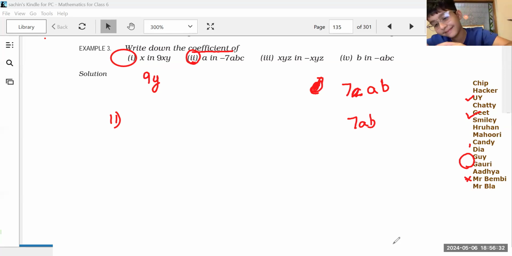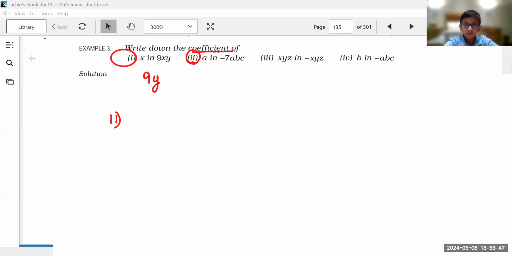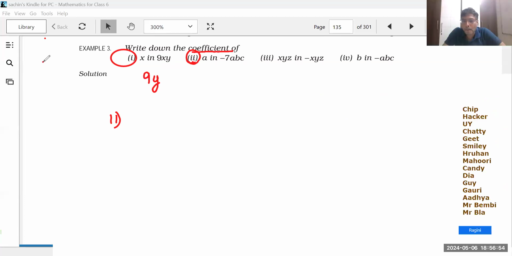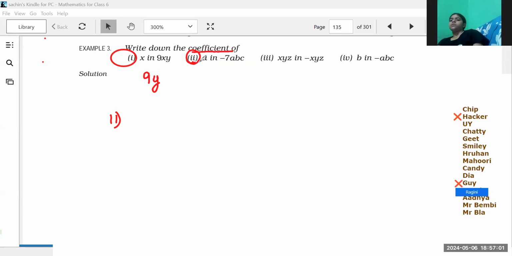Sir, what's that minus sign before 7? But you have to find the coefficient of a in -7ABC. Question is: find the coefficient of a in -7ABC. Okay, sir. Can there be two numerical coefficients? No, beta. If the terms are different, then it can. So what if the question is like 7a squared b? Enough, guys. Enough. Let's do this question first.